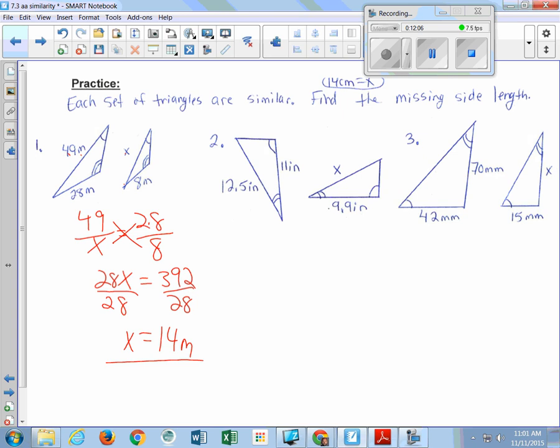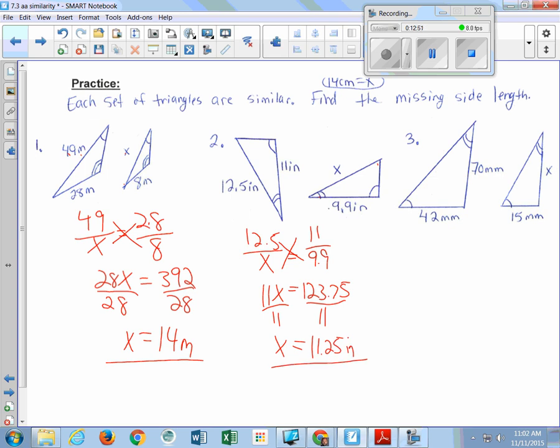All right, the next one, I have turned it, so we need to make sure we're looking at the right one. I'm going to look at the one that has between 2 arches and no arches, so that's 12.5. 2 arches and no arches is the x on the other one, and then on the other side it's 11 and 9.9. So now I'm going to cross multiply. That's 11x equals 123.75. Then I'm going to solve by opposite operation. X equals 11.25. And your label is inches.